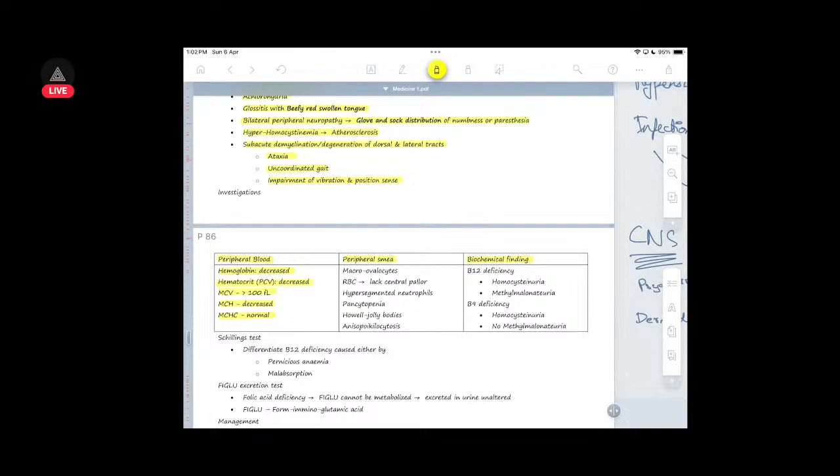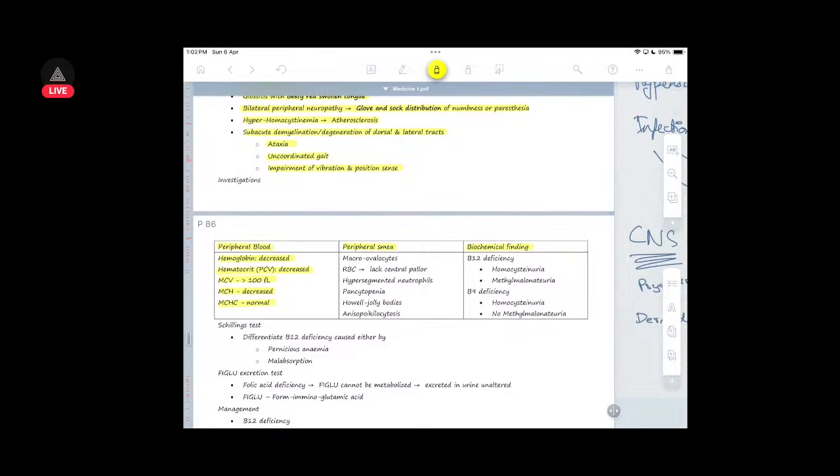MCHC is MCH by MCV. It should be decreased. I don't know why they've written normal. Okay. Hematocrit is decreased. That's why they have written it as normal.